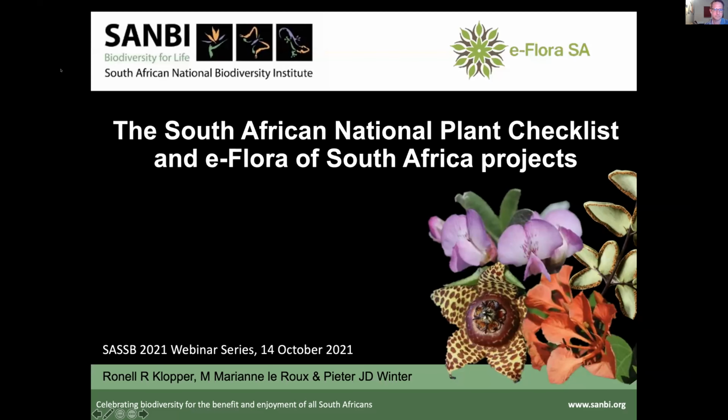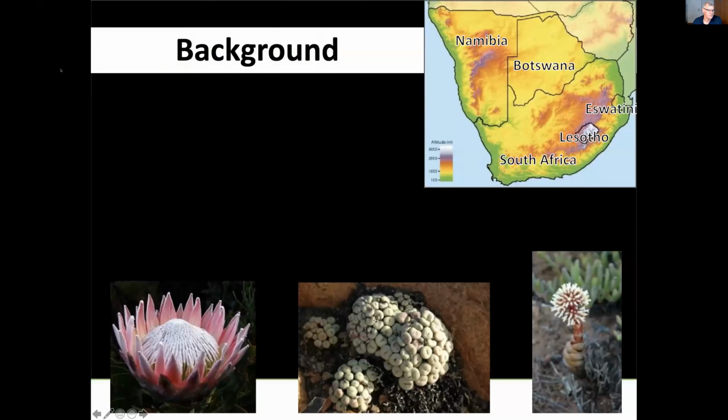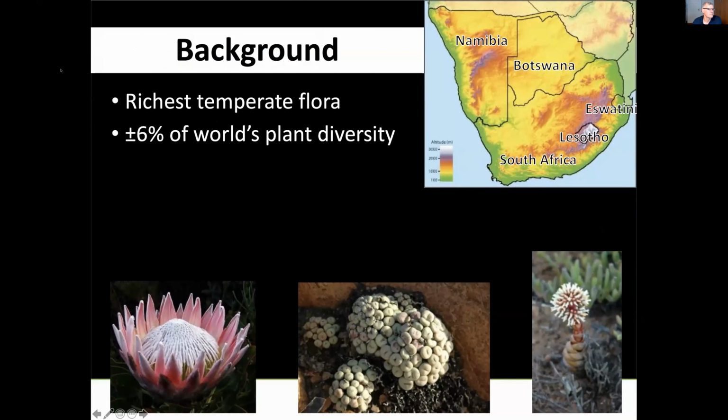Good afternoon, and thank you for this opportunity to tell you about two closely linked ongoing projects. First, a bit of background. The flora of the Southern Africa region, shown here in the map, is a hotspot of botanical diversity. It harbors the richest temperate flora in the world and is home to 6% of the world's plant diversity, including an entire floristic region.